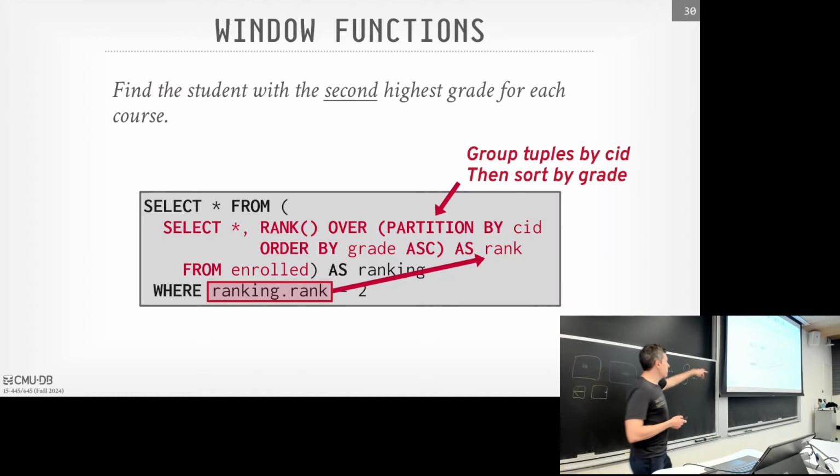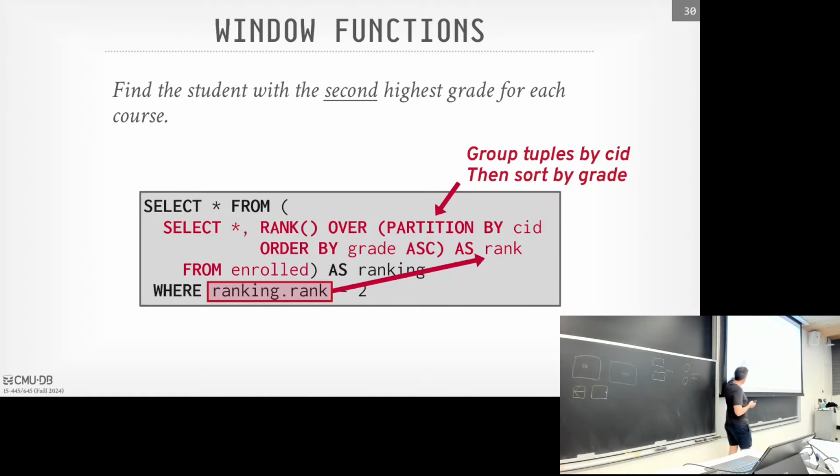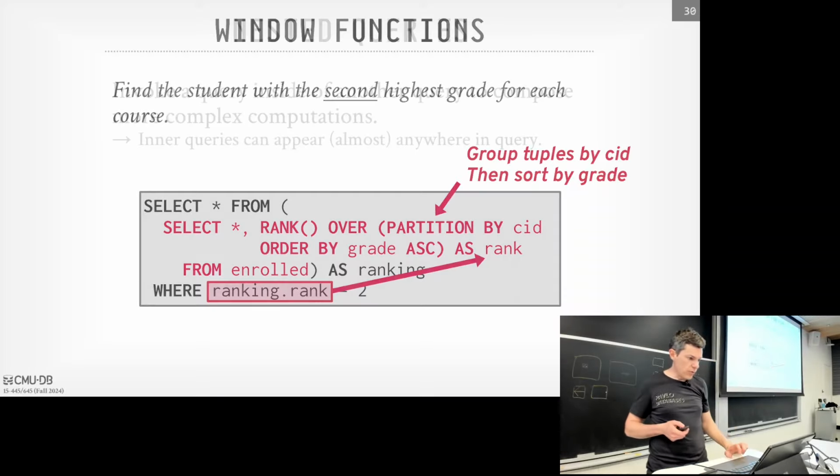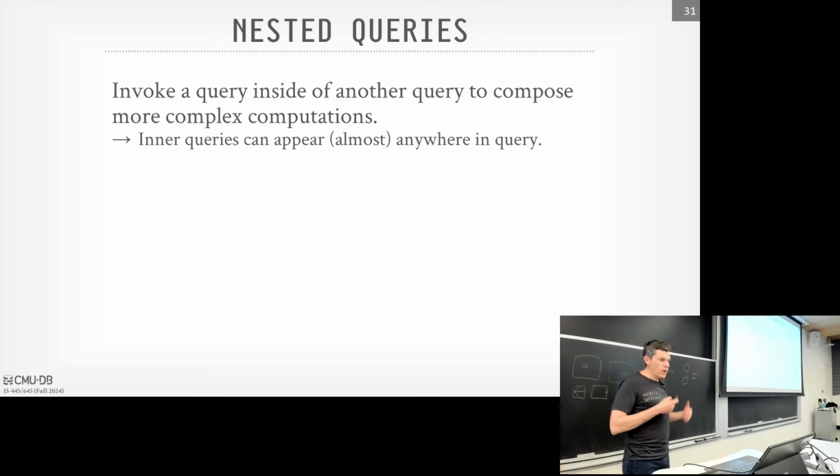So this example here was a nested query. You have this inner query and the outer query. Nested queries are another super important aspect of SQL, and they allow us to do really complicated things. A nested query can basically appear anywhere inside of a select statement.